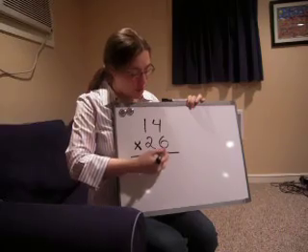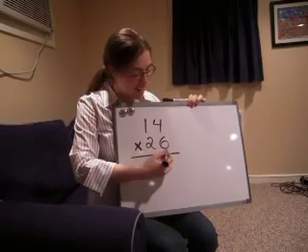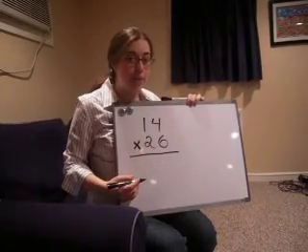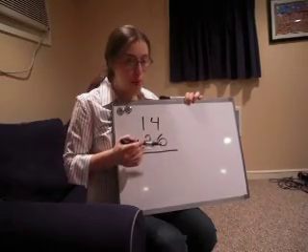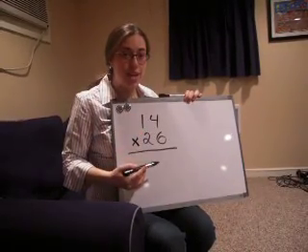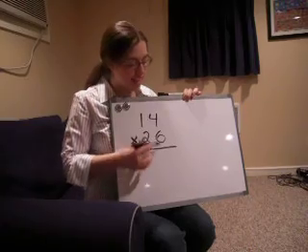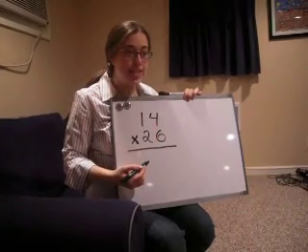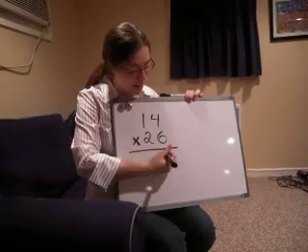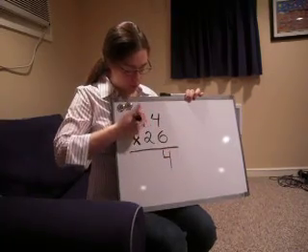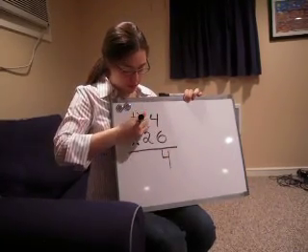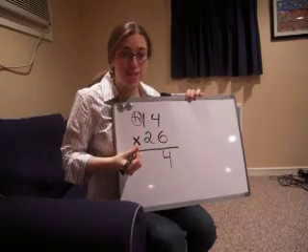We always start with the digit or the number that's in the ones place of the bottom number. So we take that number and we multiply it by the ones place in the top number. We know that 6 times 4 is 24. So we put down the 4, we regroup a 2, and we're ready to continue.